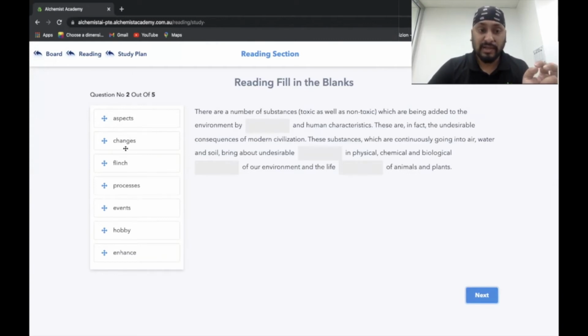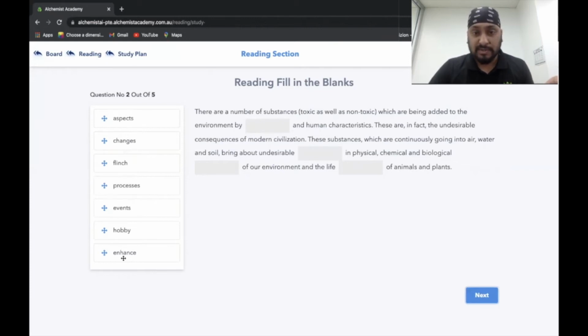Changes is also like a noun. Flinch, I'm not so sure about the word flinch, we'll come back to it later on. Okay, processes, so that's a plural, noun plus verb. Events, noun. Hobby, that's also like a noun. Enhance, it can be used as an adjective, it can be used as a verb also. Okay, now let's start reading through.